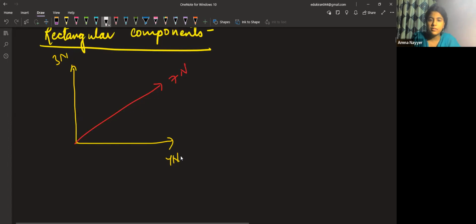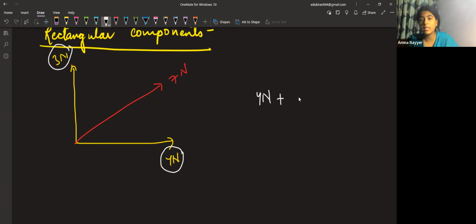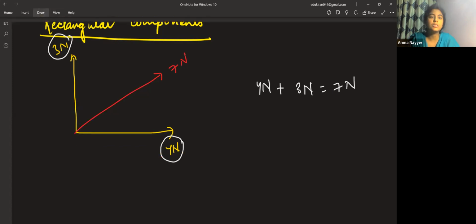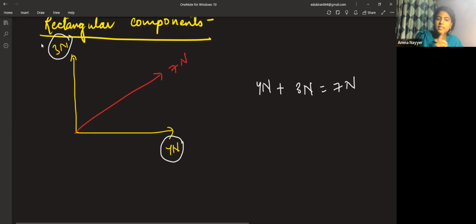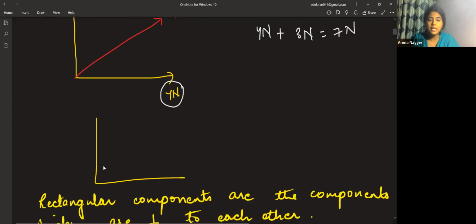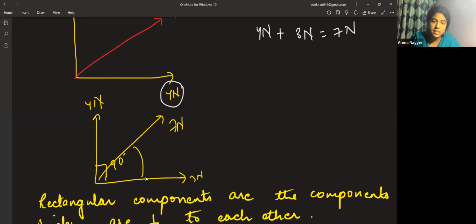So 4 Newton is one component of 7 Newton and 3 Newton is the second component of 7 Newton. Means if you add 4 Newton plus 3 Newton, that will give you 7 Newton. Fine. So these are the two vectors. Why are we naming them as rectangular vectors? Because they are making an angle of 90 degree over here. Even if you interchange them, 4 Newton, 3 Newton, let's say this is 7 Newton, this side one angle will be there, or this side one angle will be there.